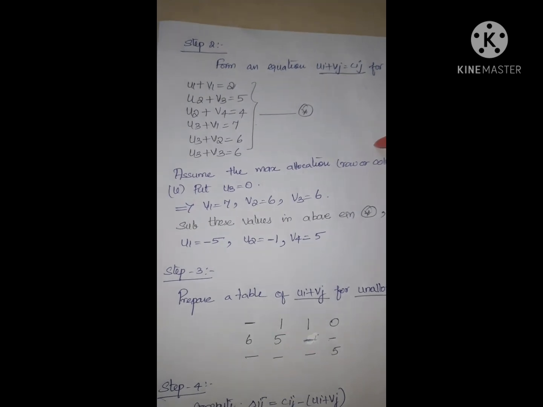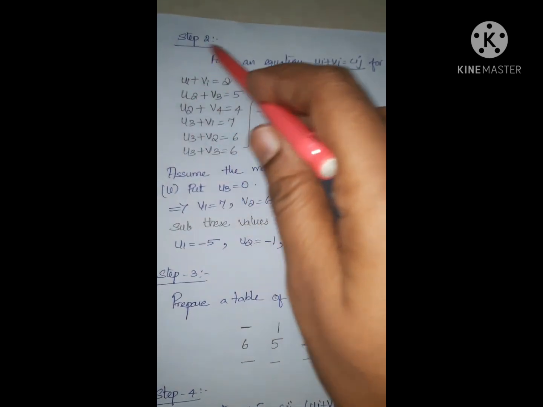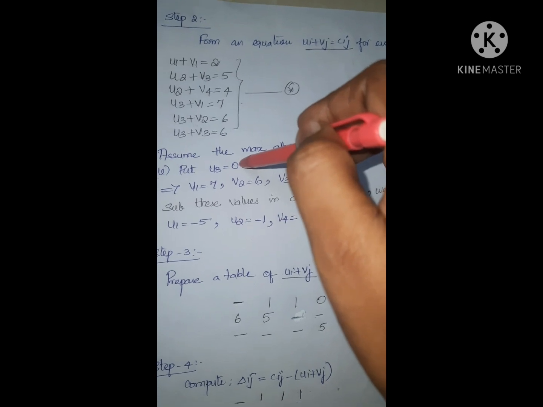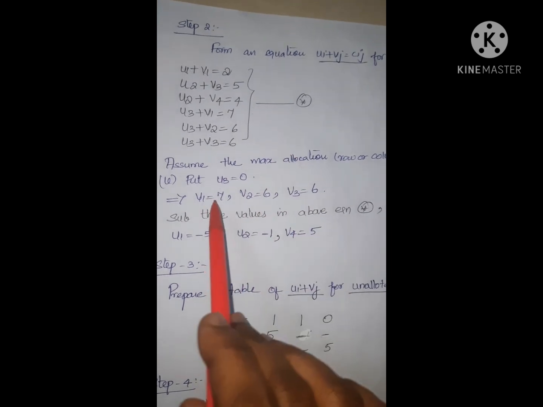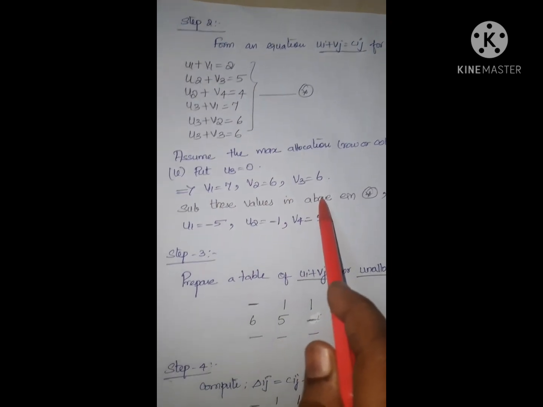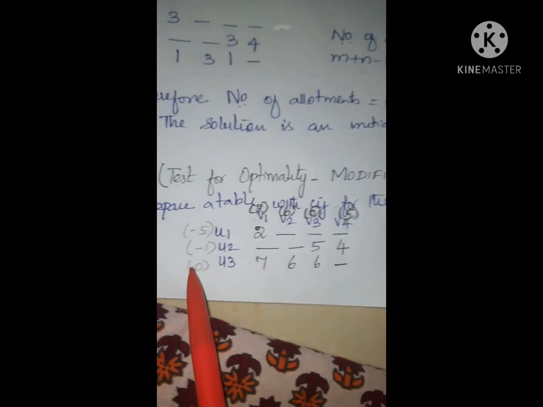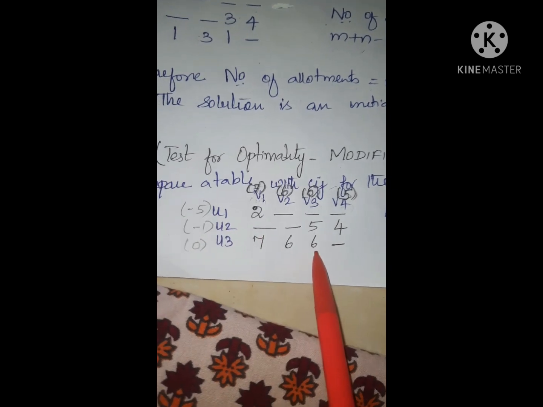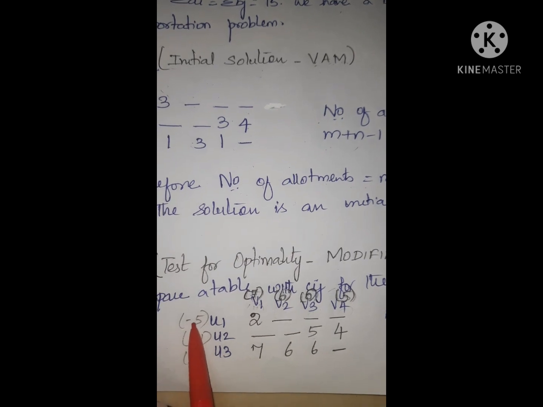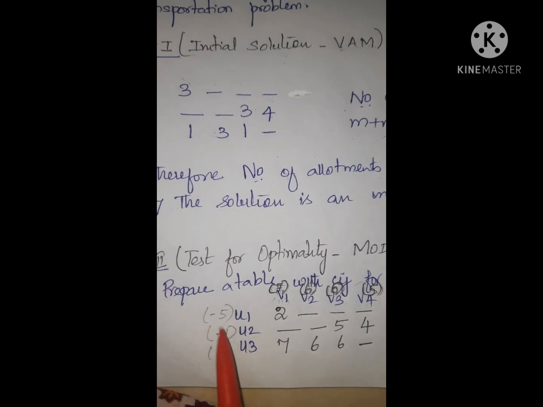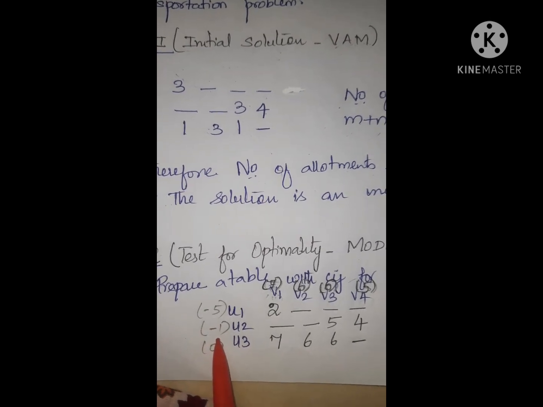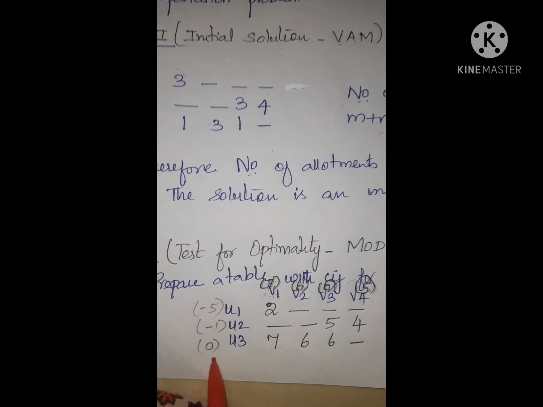occupied cost values. After that, we fix one of the maximum allocations to 0. Correspondingly, we find the other values. Once we find the value of every variable, we are going to put it around the pencil in the previous table, so that it will be helpful for the following step or calculation. So we found the u1 value minus 5. So we put in brackets beside u1 minus 5. The u2 value we found is minus 1. The u3 value we got is 0.